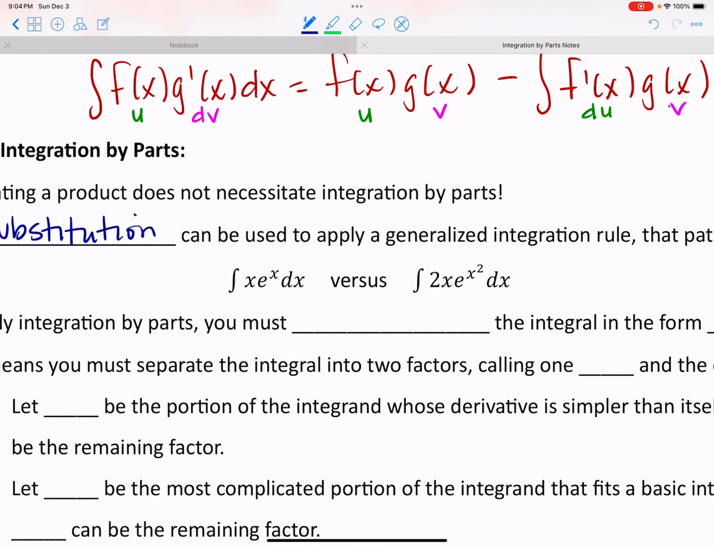So for example here I see a product of 2 functions, and then here I see a product of 2 functions.